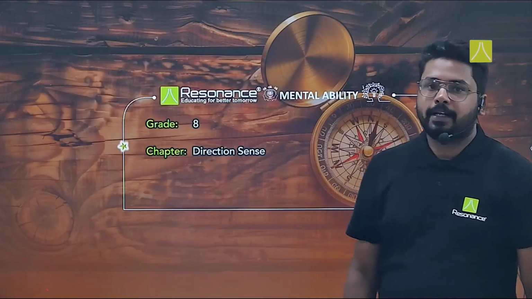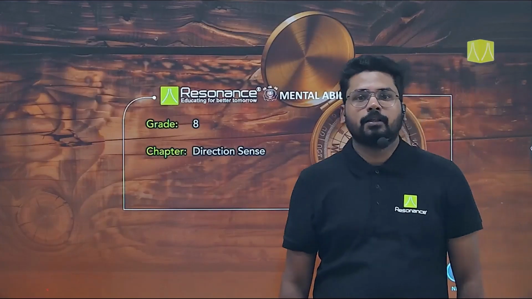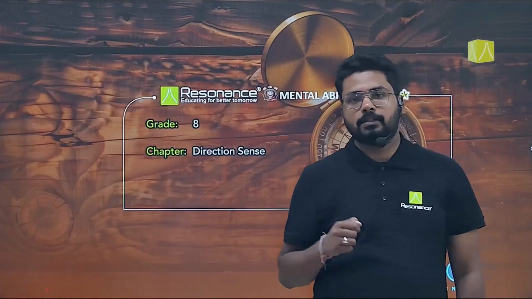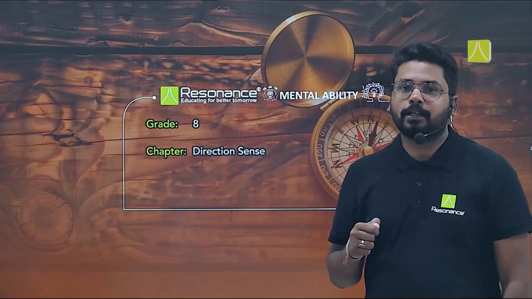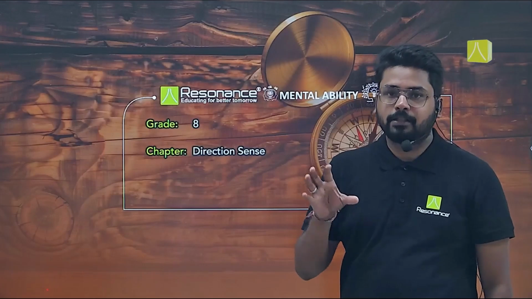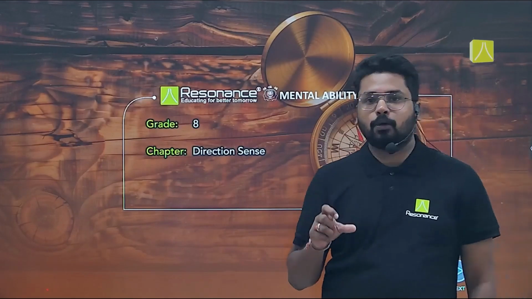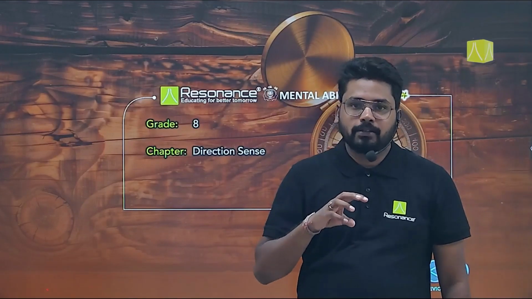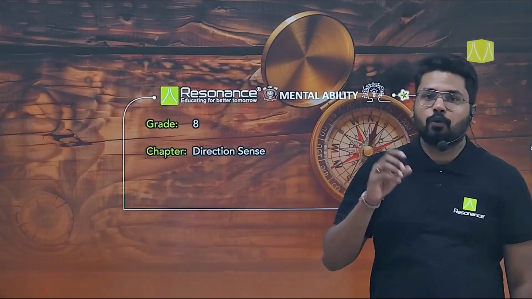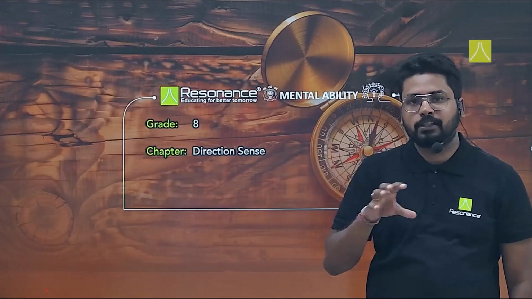We'll discuss a topic of grade 8, which is direction sense. Direction sense means we have to study all the directions. We have 4 directions: north, east, west and south, and there are some regions in between the directions. Like between north and east we have northeast, between east and south it has southeast, and southwest and northwest are also there. So we have 4 regions and 4 different directions between north, south, east, west. We'll study about them.